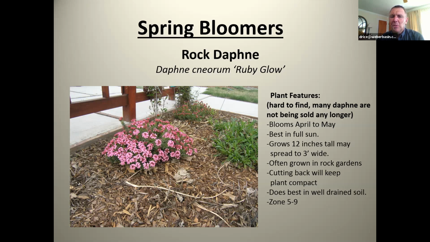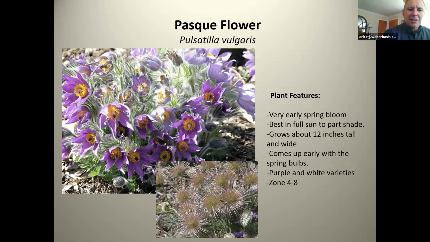They can grow a range of size. This one is particularly 12 inches tall, 3 feet wide. So they're kind of shorter but wider. These can be used in rock gardens. You cut it back just like any other perennial, keep it compact. Does best in well-drained soil, zone 5 to 9 type plant. Now I'm just gonna keep cruising through these because I've got, I don't know, 70 or 80 of these plants to get through, but we'll just keep going.